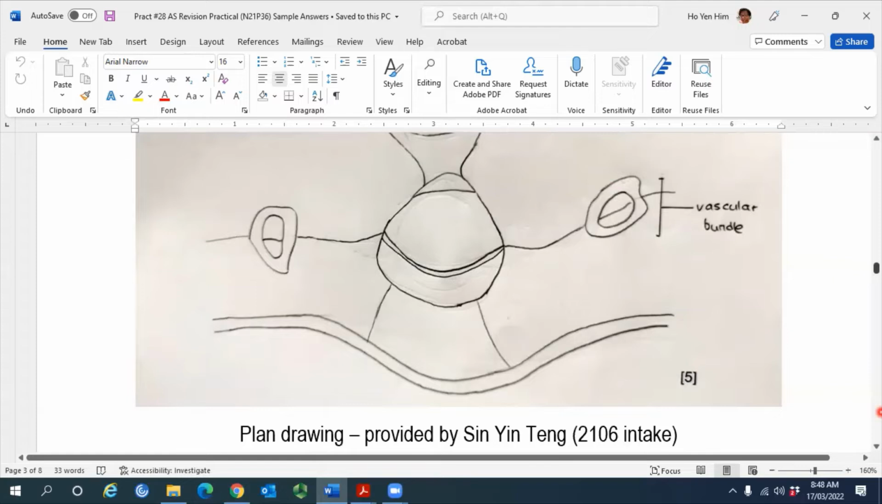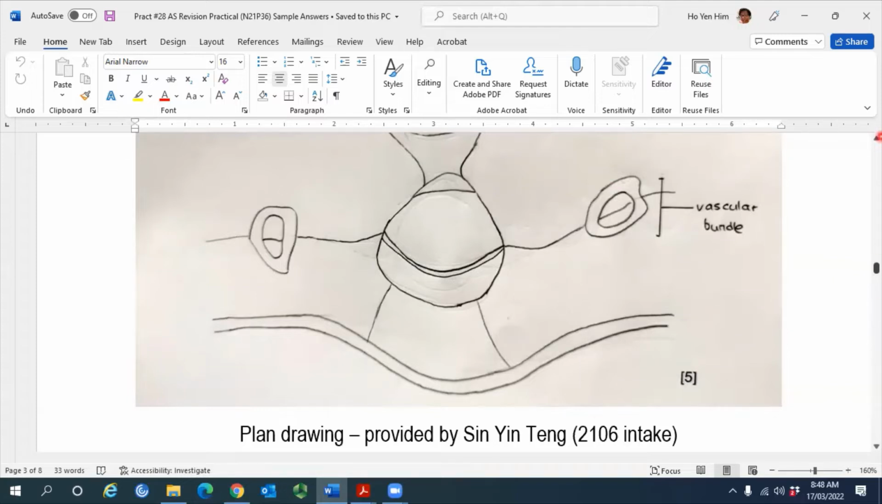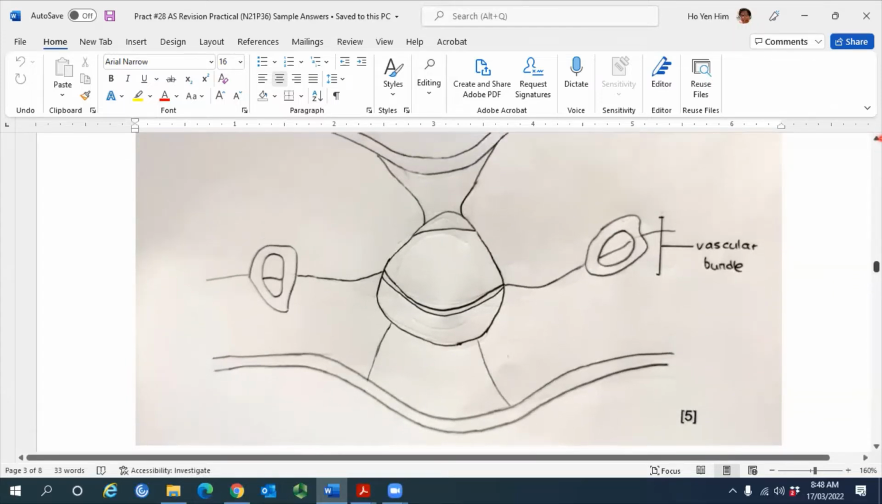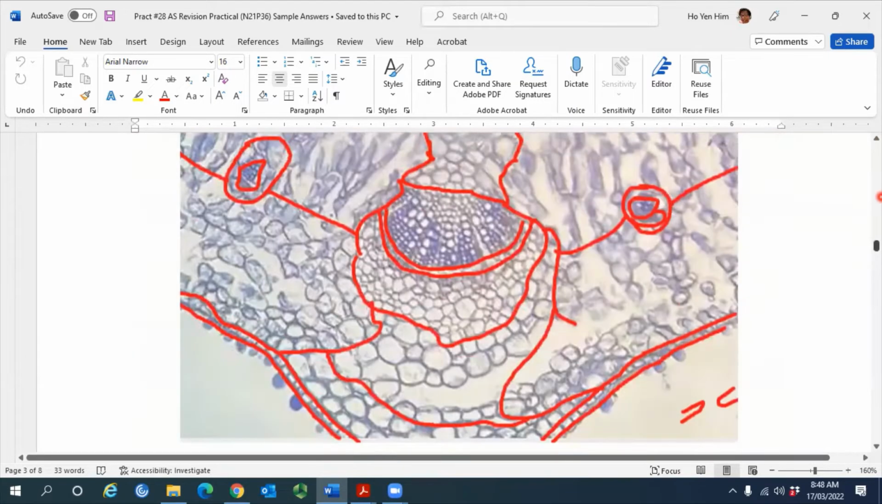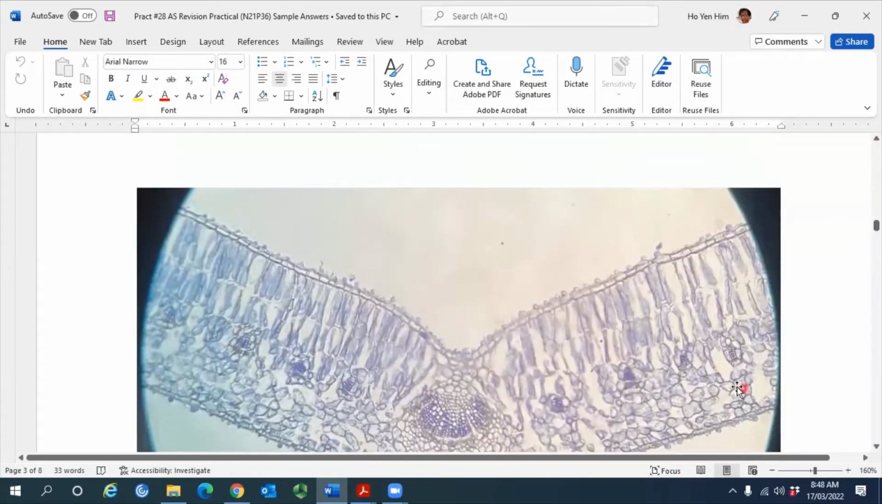Okay. So this is a plan drawing. This is very good. Can you see this? Very good. Two layers. You see two different layers of cells, accurately drawn. And here, this line separated. So this is very good. And then you see the vascular bundle got another extra layer outside there. It's actually bundle sheath. So look at the bundle sheath here.